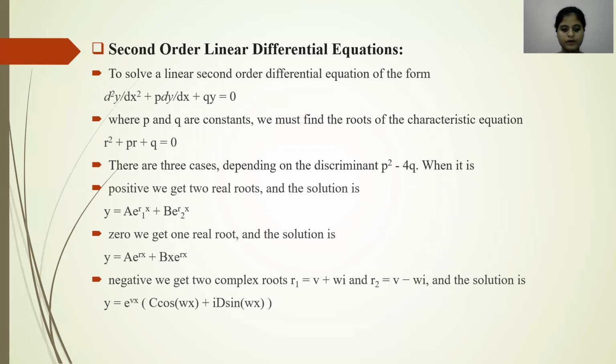When it is positive, we get two real roots and the solution is y equal to a e to the power r1 x plus b e to the power r2 x. When it is 0, we get one real root and the solution is y is equal to a e to the power rx plus bx e to the power rx. When negative, we get two complex roots, r1 is equal to v plus wi and r2 is equal to v minus wi. And the solution is y is equal to e to the power vx into (c cos wx plus i d sin wx).